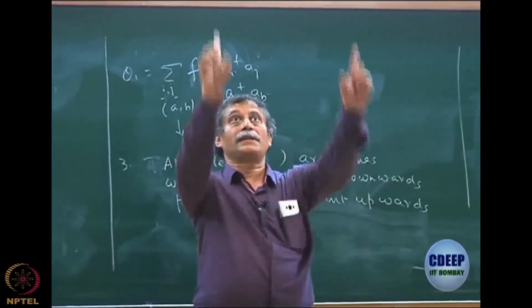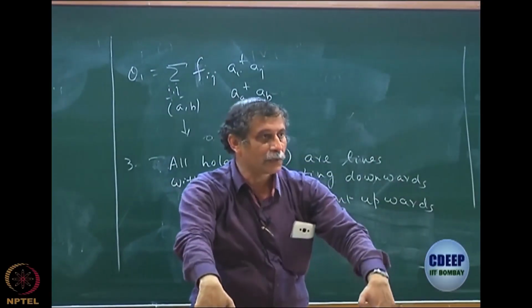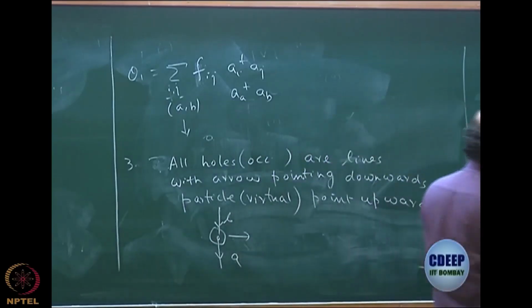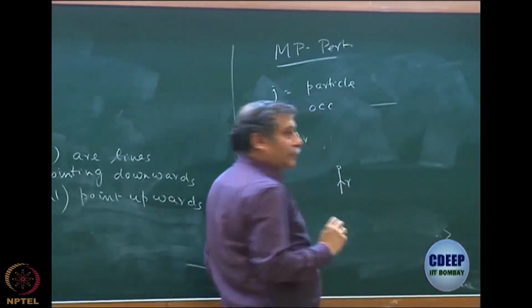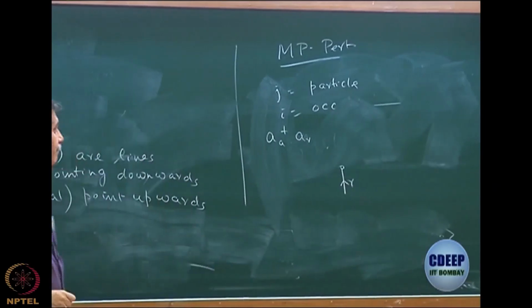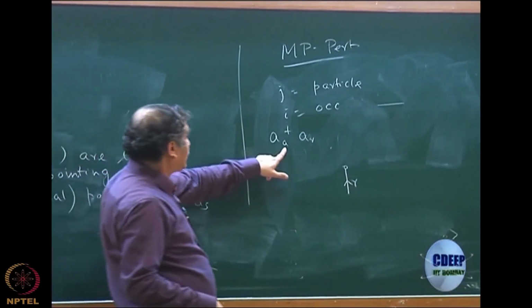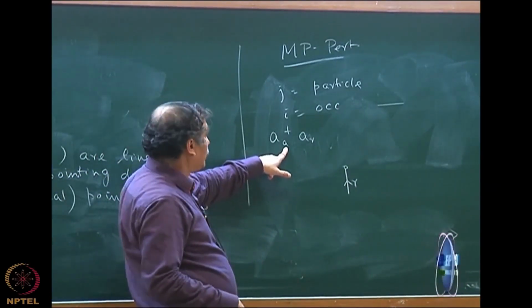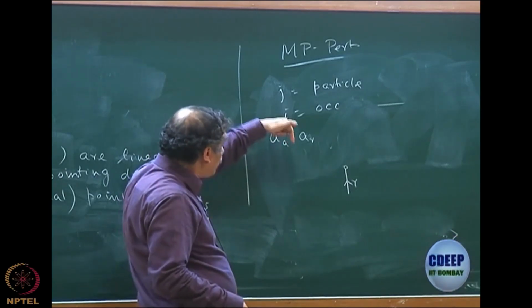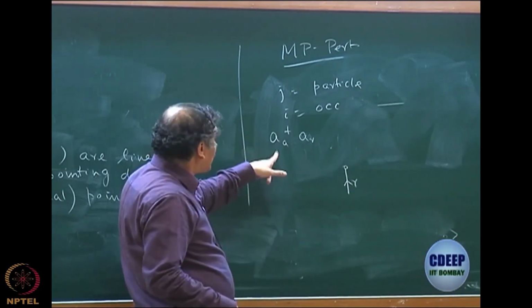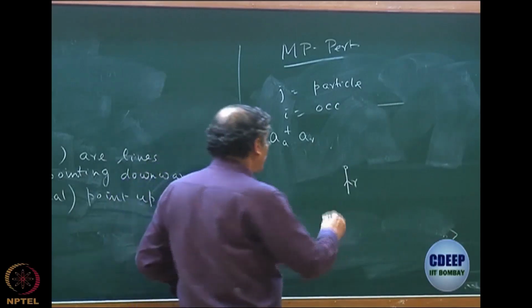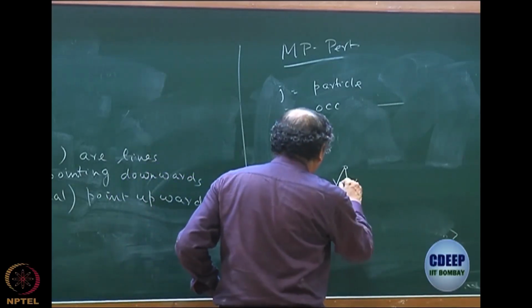All particle lines will be like this, all hole occupied lines will be like this, but it must come in, so it must come from the down and go into the vertex. On the other hand, A dagger is also an occupied orbital, so its arrow must point downwards, and it is now actually going away from the vertex. So then what is the other option? It must go like this.